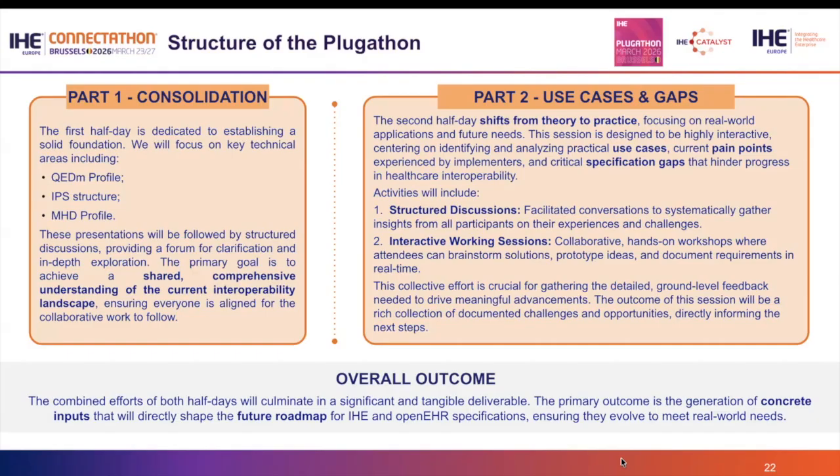So the outcome of the Plugathon will not simply be a set of discussions. We aim to produce tangible output, including, for example, a documented set of priorities clearly emerging from the discussions, identified areas where specifications may require extension or further clarification, and concrete inputs that can inform future roadmap discussions within both the IHE and openEHR communities. The Plugathon is therefore intended to act as a bridge between implementation experience and specification development.